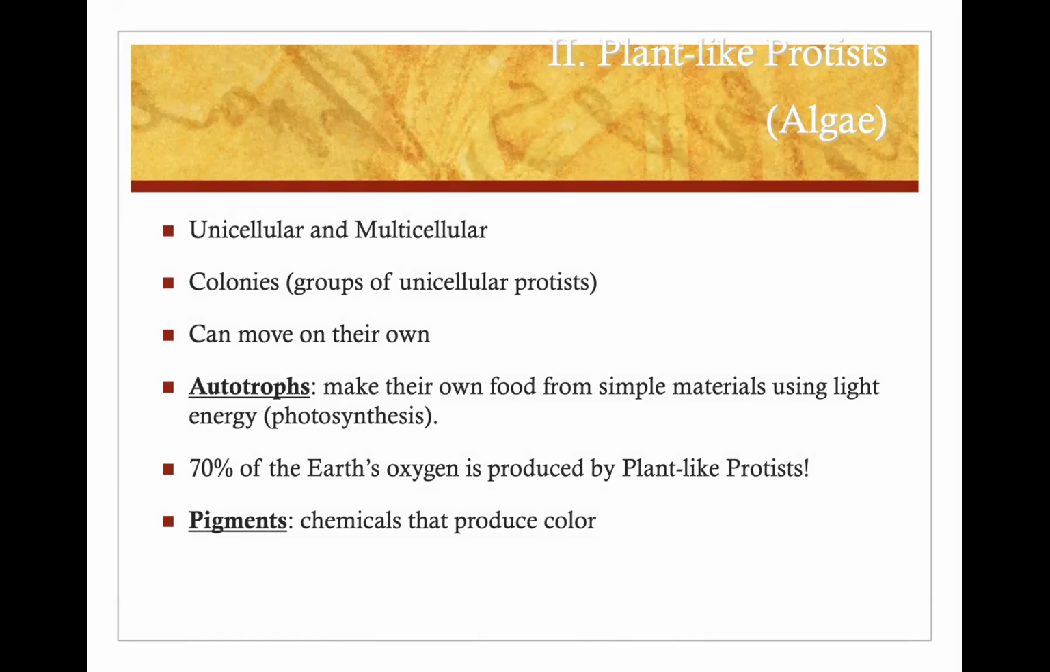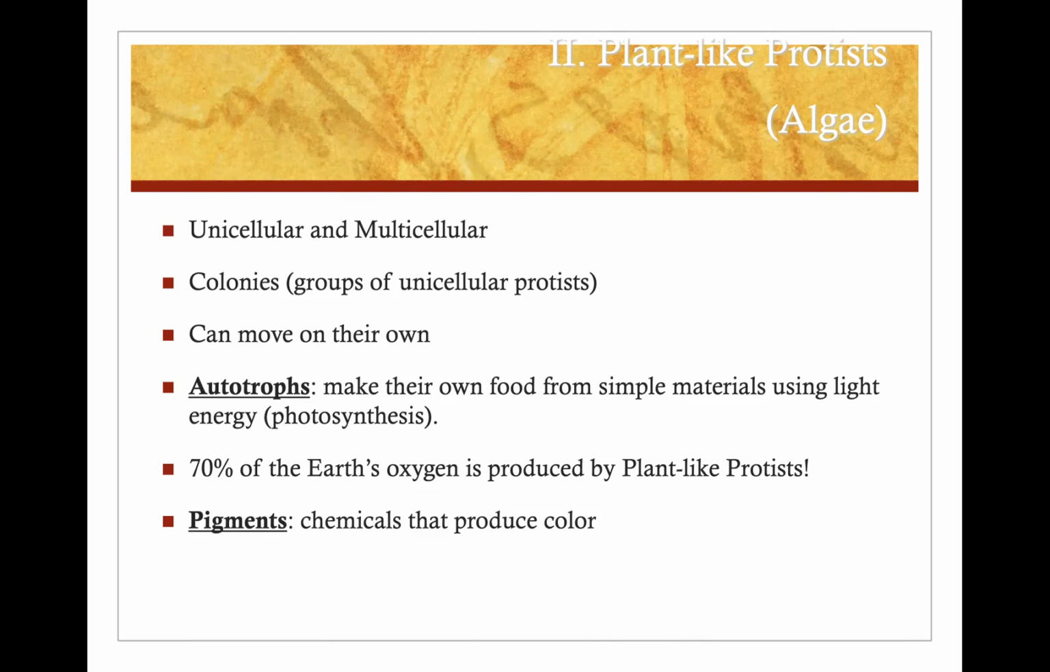They typically form colonies, which are groups of these unicellular protists. They can move on their own. These are autotrophic organisms, which means that they can make their own food from simple materials using light energy. So this process of photosynthesis we see in algae. 70% of Earth's oxygen is actually produced by these plant-like protists.